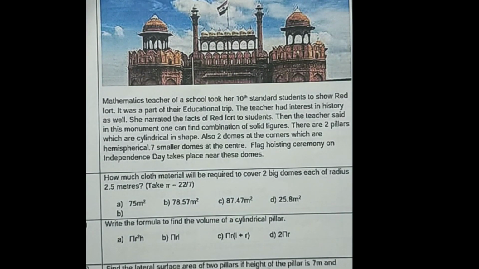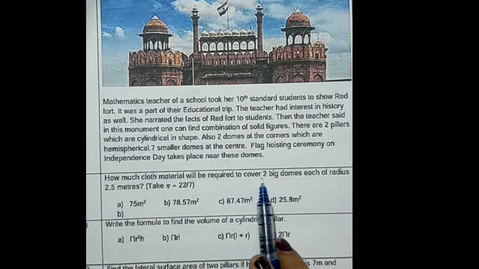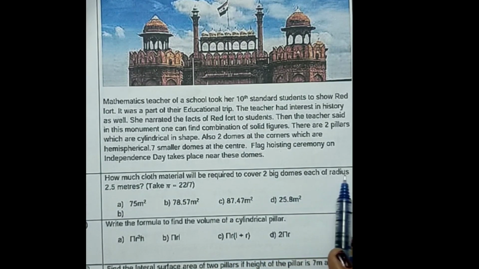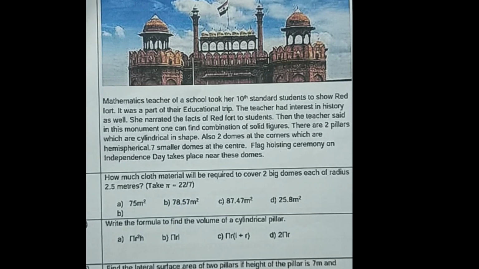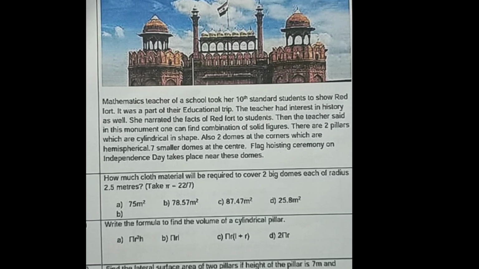How much cloth material will be required to cover 2 big domes, each of radius 2.5 meters? Take pi to be 22 by 7. So now after the description of this picture, we have been given some questions which we have to answer. You all know that how much cloth material is required means we are going to find out the curved surface area of the domes which are hemispherical.